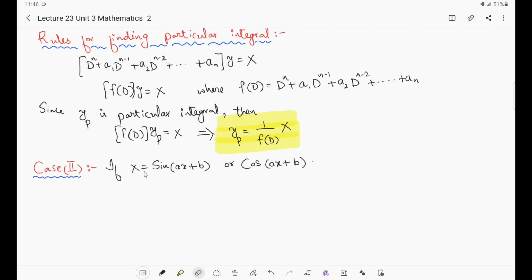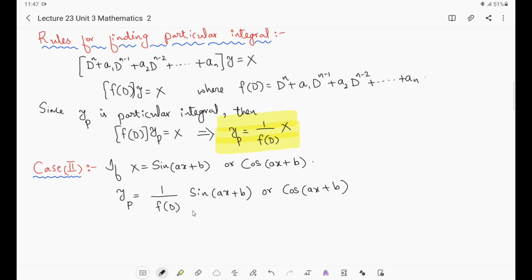Okay, if the right hand side X is given by sine of (ax plus b) or cos of (ax plus b), then the particular integral yp is given by yp equals 1 by f(D) X. X is nothing but here sine of (ax plus b) or cos of (ax plus b), right? Sometimes b may be 0. If b is 0, then sine 1x, sine 2x, sine 3x, sine 4x, like that, or else sine (4x plus 2), like that the cases may be. a, b are constants here, right?